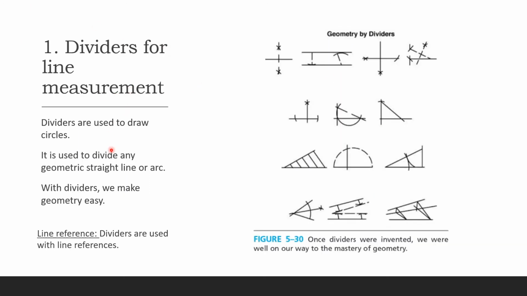Dividers are for line measurement, and they are used to draw circles. They are used to divide any geometric straight line or arc. With dividers, we make geometry pretty easy. Dividers are used with line reference.